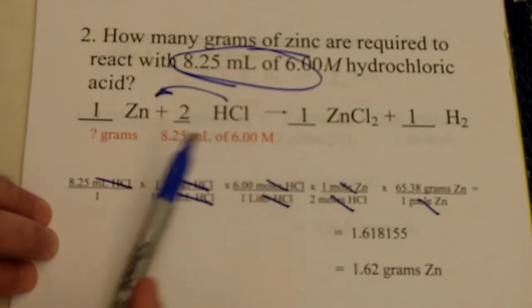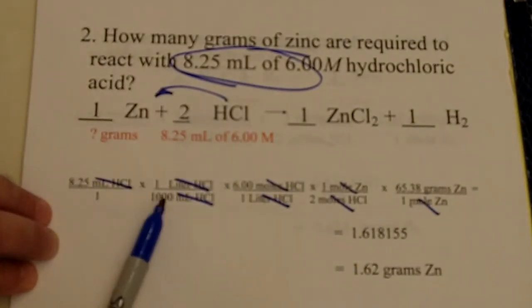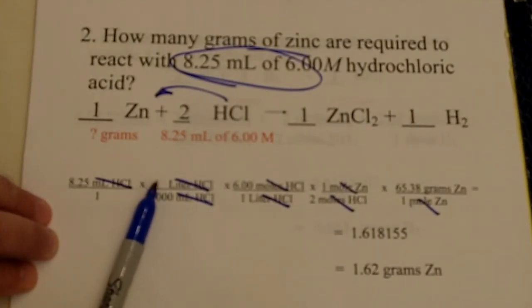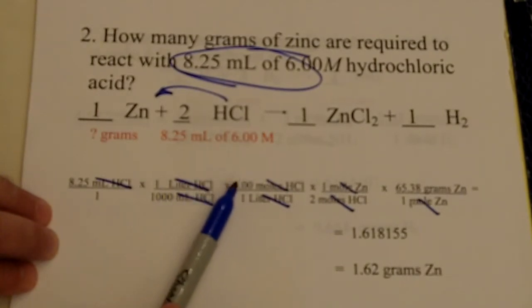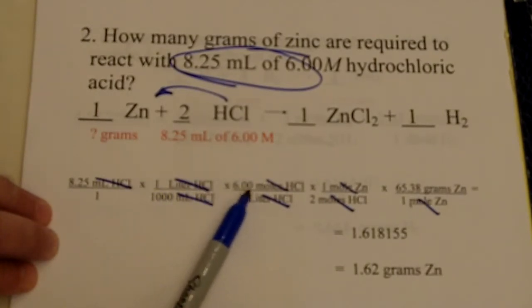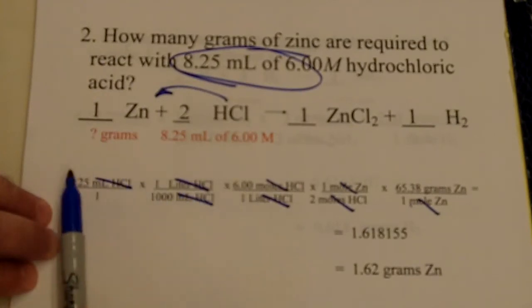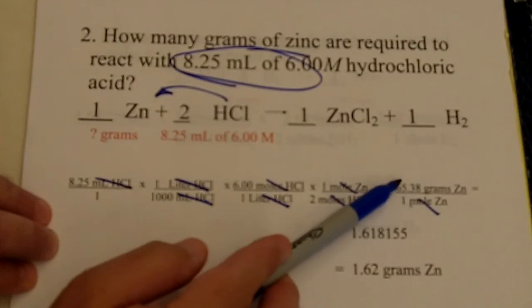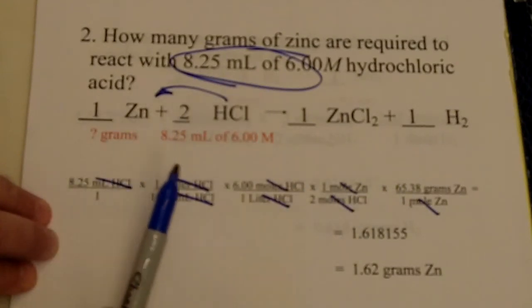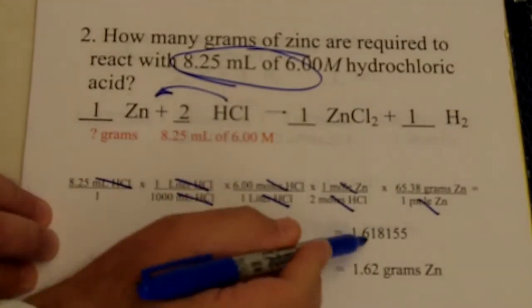I get this number, 1.618155. That's too many significant digits. I've got 3 here. This doesn't count. These are exact numbers. 1 liter is exactly 1,000 milliliters, so that doesn't hinder me. We've got 3 significant digits here. Both of those zeros count, so 6.00. So 3 here, 3 there. That doesn't count. That doesn't count. That doesn't count. That does count. That's 4. But 3 is less than 4. I can only have 3 significant digits.